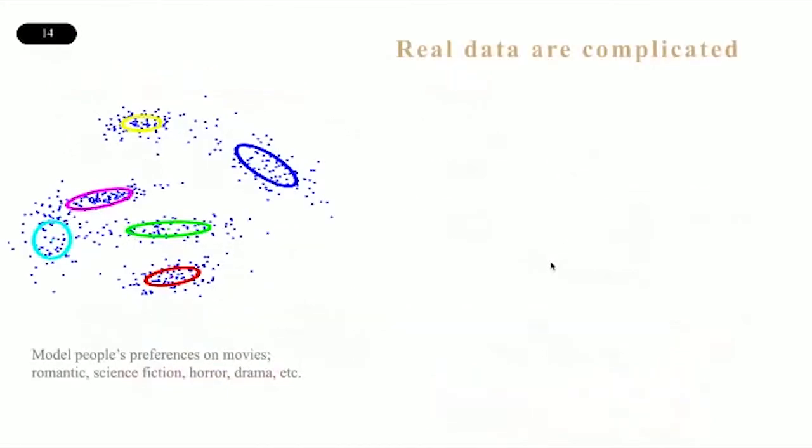In order to make it clearer, consider the following example. Consider that we have some data like the ones I plot here. These are my observations, and these observations can be assigned to clusters. In a better example, consider these observations to indicate the preferences of people over movies. One cluster might be people that prefer horror movies, another cluster people that prefer romantic movies, another cluster science fiction, horror, drama, and so on and so forth. This is an example of complicated data.